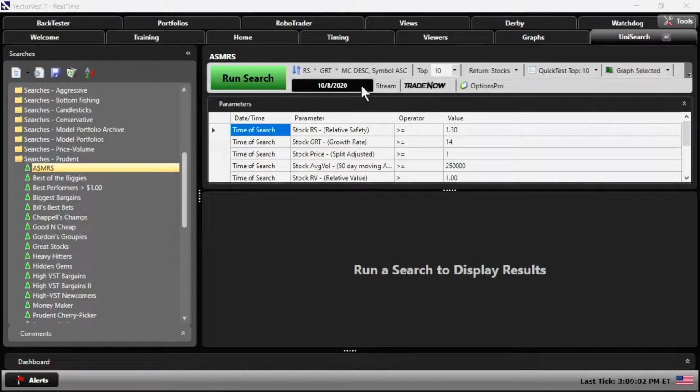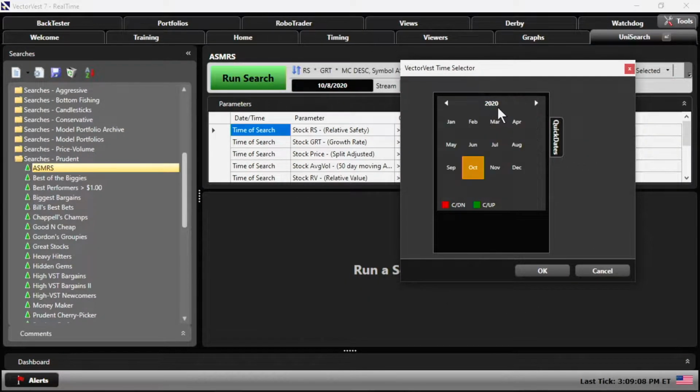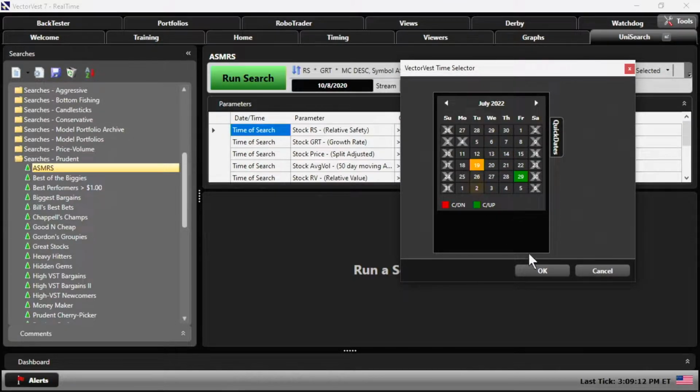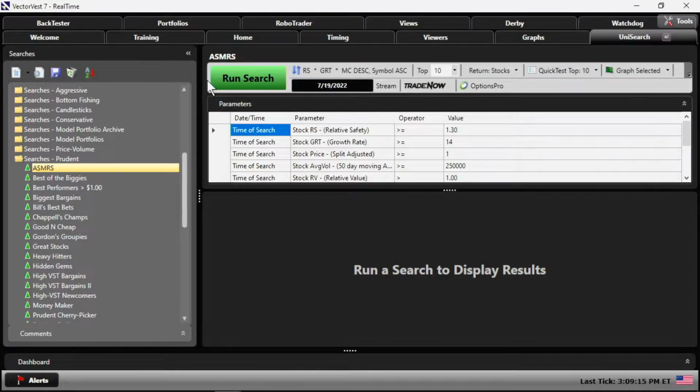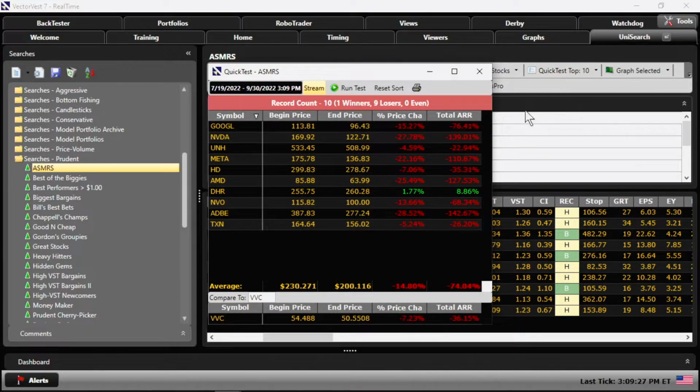So the date's going to be 7/19. Oh, it's over here. Okay, so let's go back here. 2022, 7/19. Okay, and this is literally what I do, guys. Run the top search. Hey, all right, yeah, I like these kinds of stocks typically. Alphabet, NVIDIA, United Health, Meta Platforms. All right, cool. How'd they do? So we'll quick test them. Now the quick test automatically comes all the way to current.